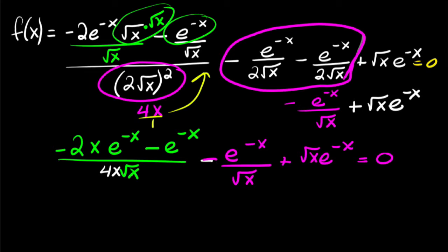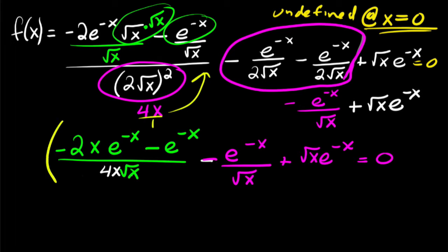equals 0. Now, I already know that this is going to be undefined. I just didn't write it earlier, at x equals 0. So that was completely obvious from the beginning, because you can't have 0 in the denominator on any one of those. But besides from that, I'm good. So let me now get rid of all the denominators. So I'm going to multiply everything, both sides, by 4x square root of x.